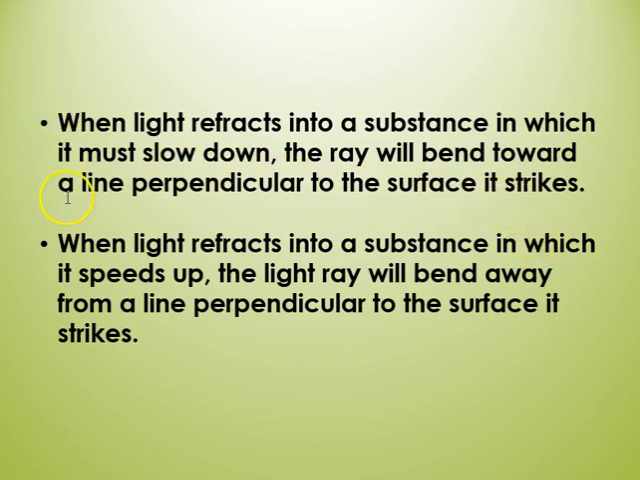And this is the actual notes you should have for this process. Once again, when light refracts into a substance in which it must slow down, the ray will bend towards a line perpendicular to the surface. So when it slows down, it will bend towards the perpendicular line. When light refracts into a substance in which it speeds up, the light ray will bend away from a line perpendicular to the surface it strikes. So it slows down, towards; speeds up, bends away.